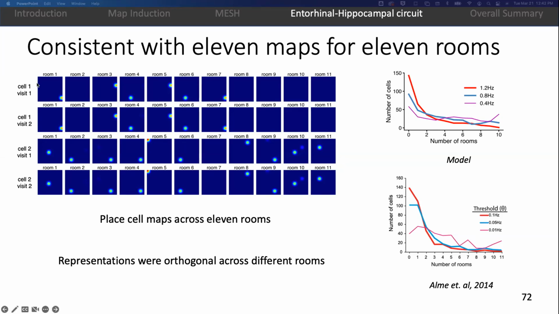And that's consistent with what we're proposing. So here I'm showing place cell maps for 11 rooms for 2 different cells, which are different maps across rooms, but they are consistent across visits for the same cell. And we also quantify this by looking at the number of cells as a function of rooms, similar to what they did in their experimental paper. And we find similar results, which suggest that the maps are orthogonal. So this is showing that the number of place cells that are firing across all the rooms decreases as you increase the number of rooms.